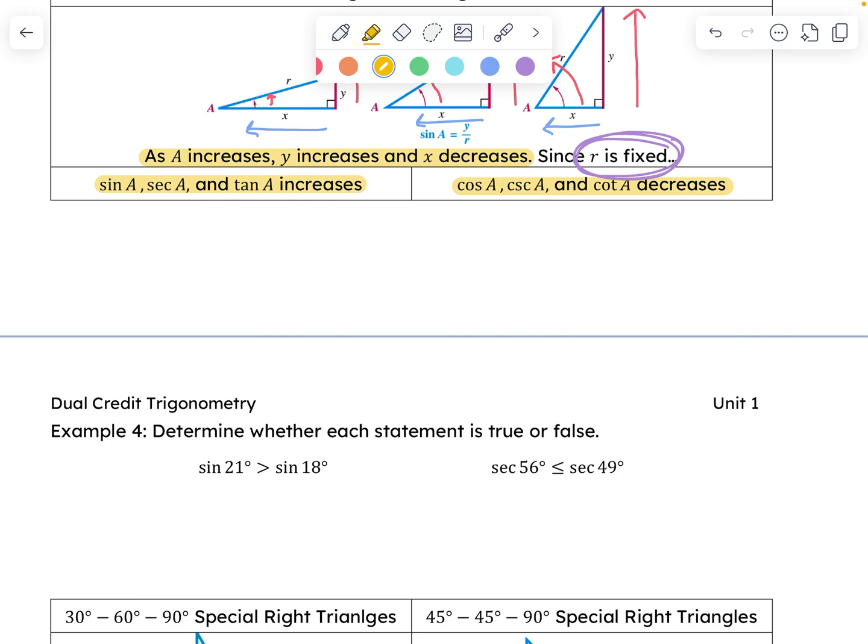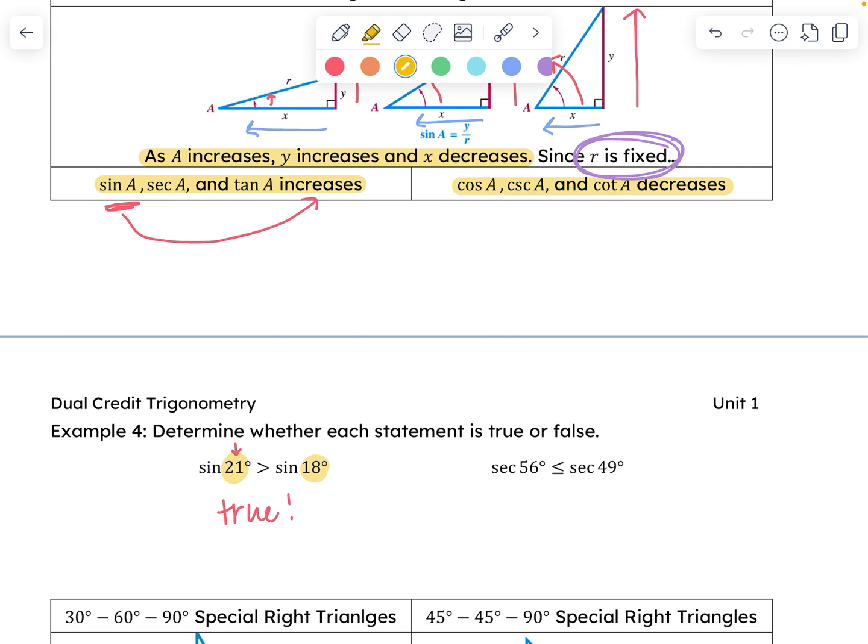If I have the sine of 21 degrees is greater than the sine of 18 degrees, I need to see if that's a true statement or a false statement. I'm going to start by looking at the angle measures. I can see that 21 degrees is a bigger angle than 18 degrees. Based off of my table, if I'm looking at sine, as the angle gets bigger, sine gets bigger as well. Sine is increasing. So if this is my bigger angle, then the sine would also be bigger. So this is a true statement. Sine of 21 degrees would be bigger than sine of 18 degrees.